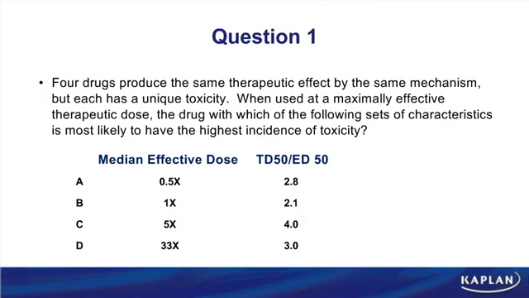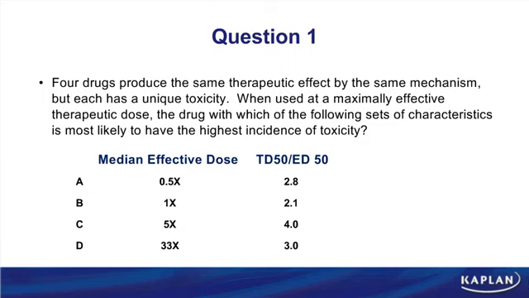So here we've got 4 drugs. They produce the same therapeutic effect by the same mechanism, but each has a unique toxicity. We're trying to figure out which drug is likely to have the highest incidence of toxicity. When I look at the data that's presented, I'm looking for information that helps me to determine toxicity risk for the drug. Median effective dose really doesn't tell me that, but TD50 over ED50 actually does, because that's my therapeutic index. And the rule on therapeutic index is the lower the number, the more dangerous the drug.